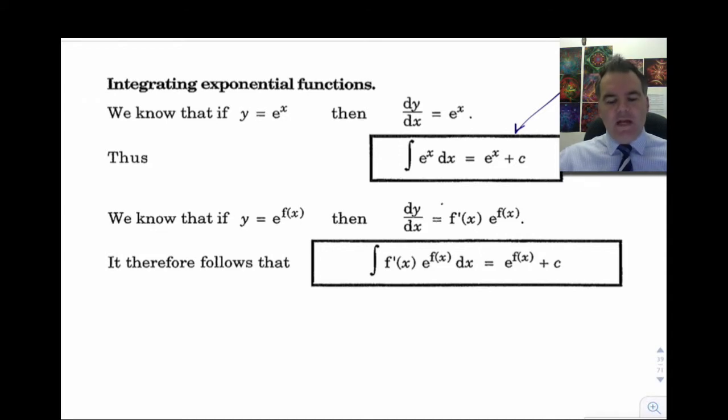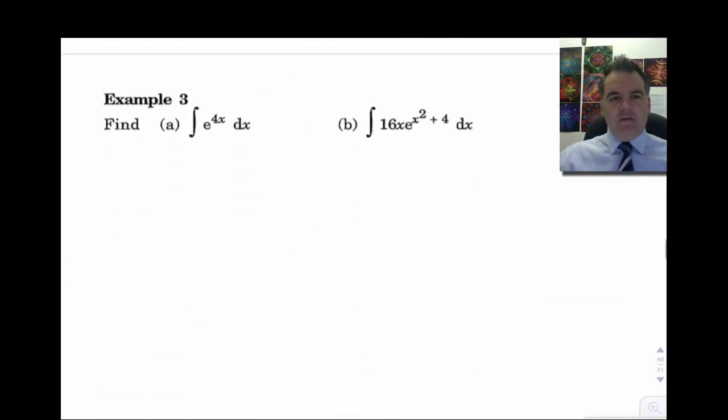Further, we understand this rule about the derivative of e to the f of x. So when we have, say, e to the 4x, we know that the derivative is 4e to the 4x. So working backwards then, if we're integrating functions that look like this, the integral is e to the f of x. So if you can recognize that a function is in the form derivative times e to the original function, you know what the answer is going to be. But most of these questions I'll do using substitution. So let's have a look at a few examples.